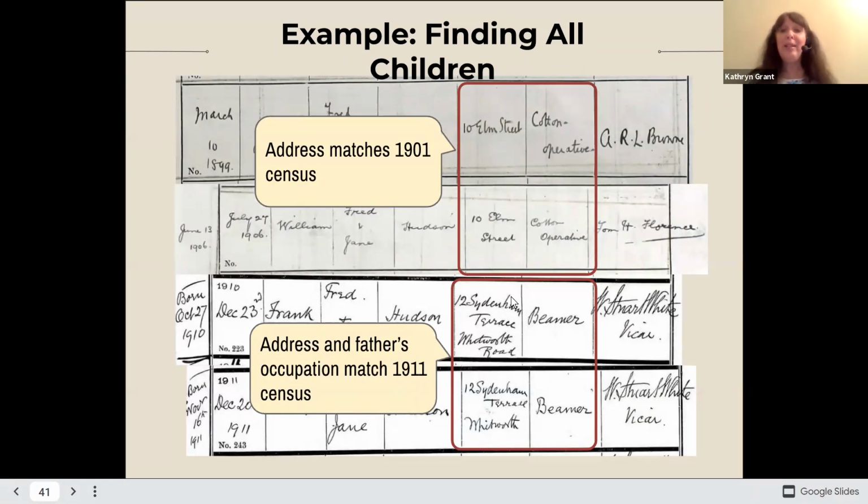So this one doesn't match the other two kids, but what it does match is the 1911 census for this family. And the 1911 census matches the 1901. So it was very clear that all these records, when we looked at the information, there was consistency between the records. And so we could be confident that all four of these children belonged in the same family. So the other three that we found really were Joe's siblings.